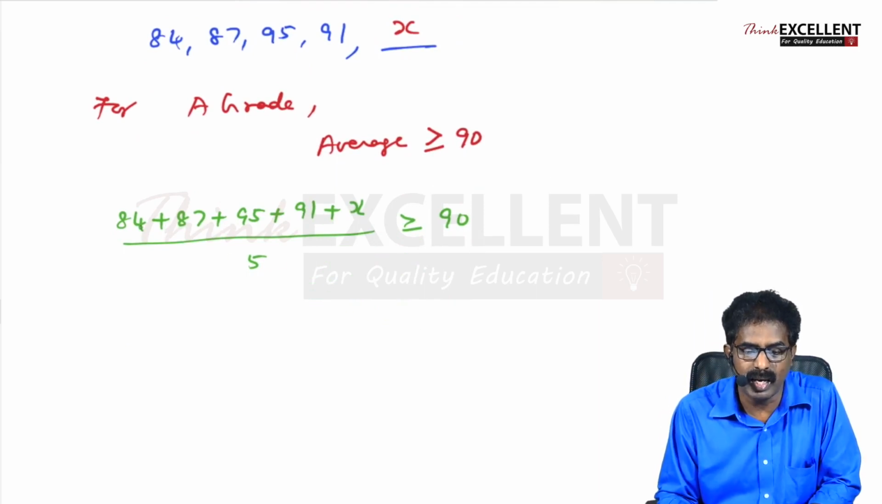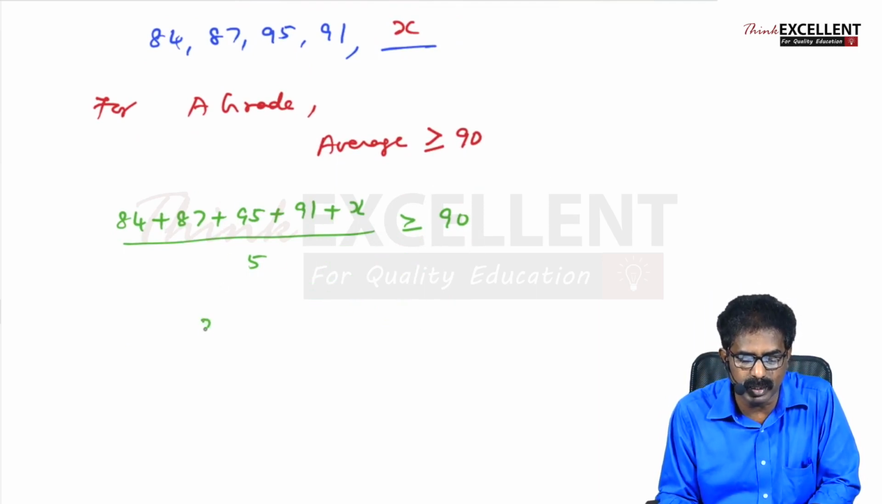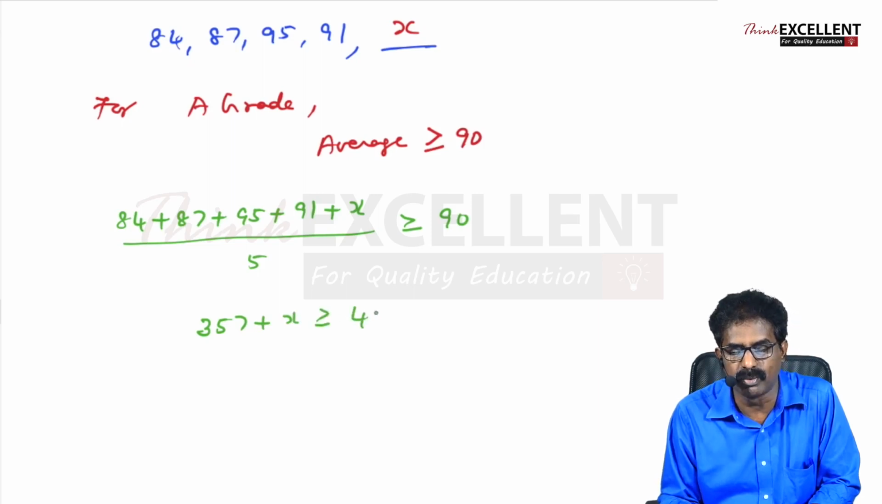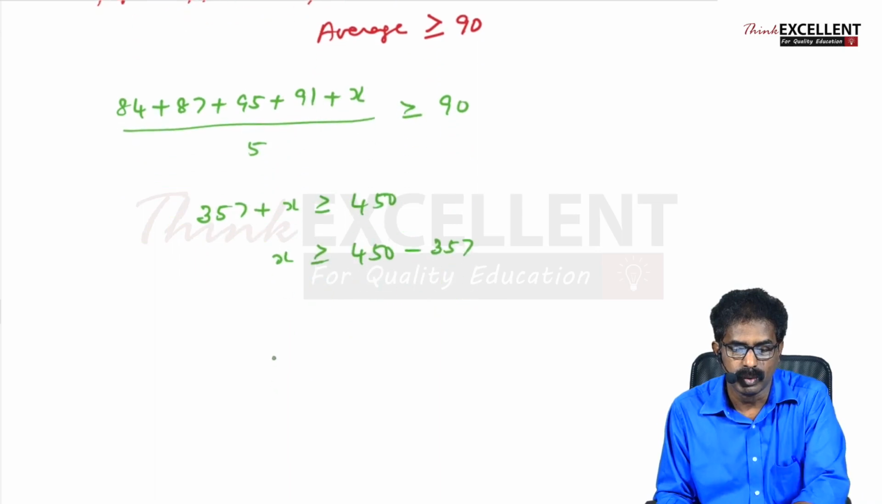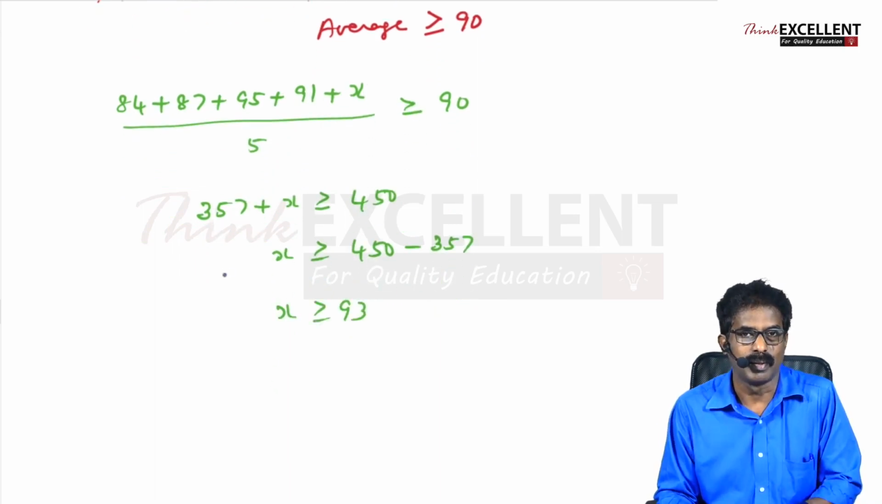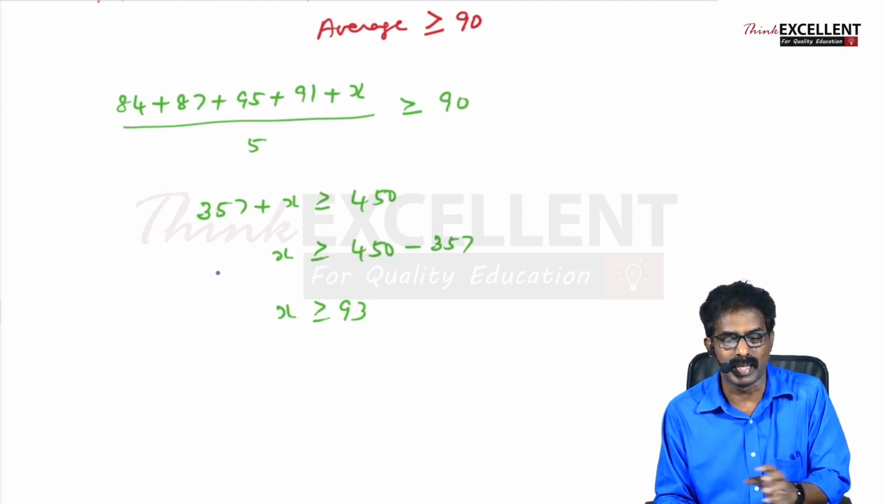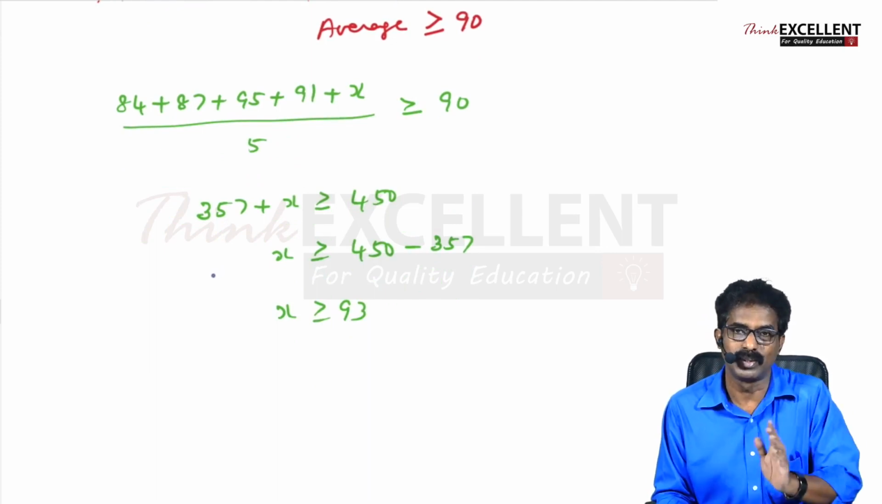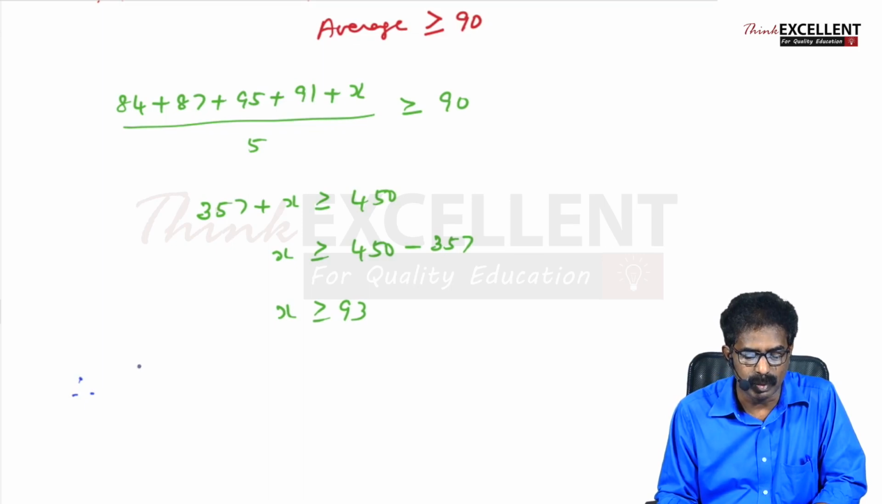Okay. So if you add all these 4 numbers, you will be getting 357 plus X greater than or equal to, cross multiply, 450, right? 5 into 90. So X is greater than or equal to 450 minus 357. So X is greater than or equal to 93. So the minimum mark he has to score what? 93. 93 or more to get distinction. Okay. So the minimum mark. Conclusion you write.